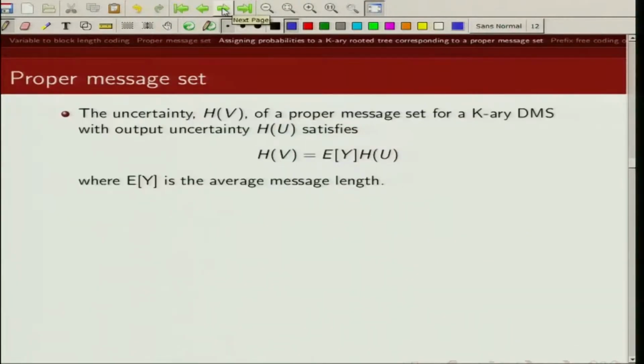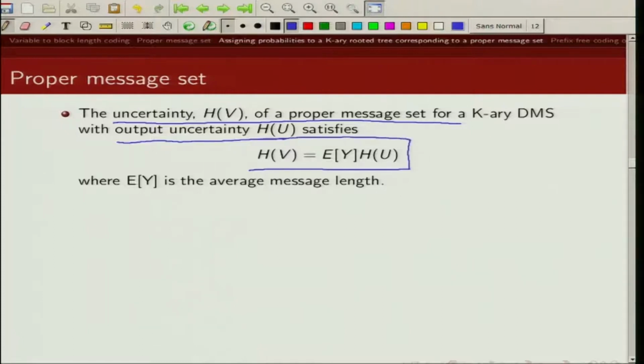Now we are going to show that the uncertainty of a proper message set, which we are denoting by H(V), of a query discrete memoryless source with output uncertainty U, satisfies this relationship. The uncertainty in the output of a message parser, which is V, is given by the expected value of Y times the uncertainty in the query discrete memoryless source output, which is denoted by U.